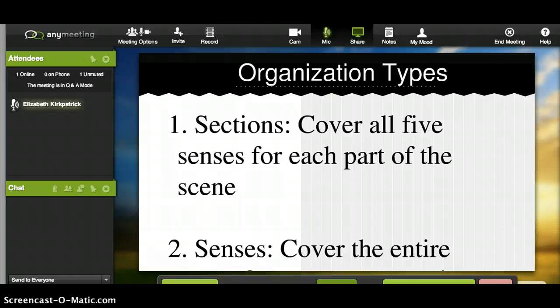But another way you can do it is you can cover the entire scene in each sense's paragraphs. Right, so you would do one paragraph for what do you see? Another paragraph, what do you hear? Another paragraph, what can you touch? Both of these ways are very effective for using for descriptive essays.